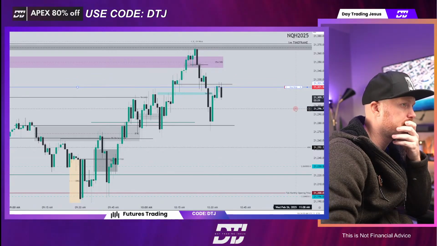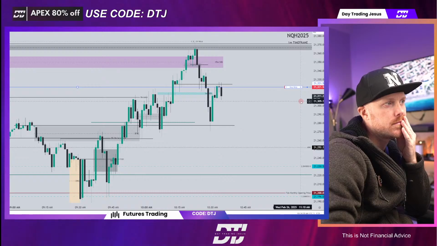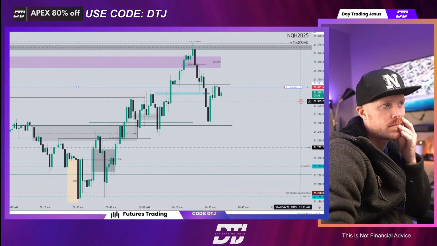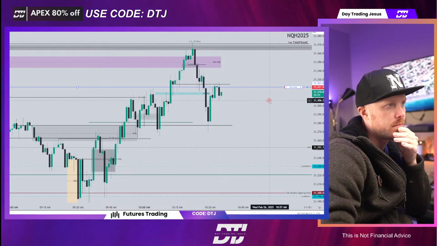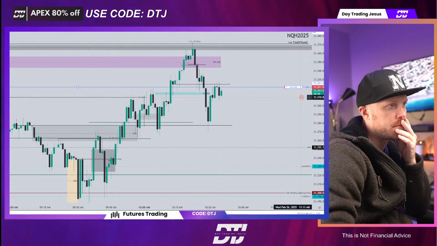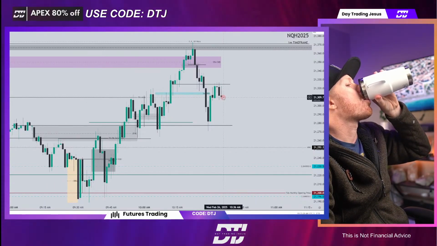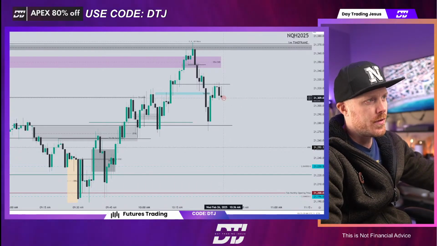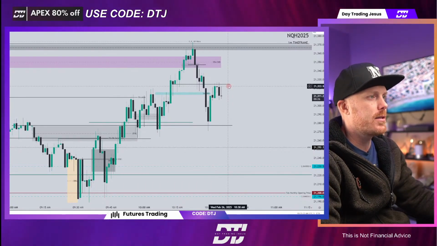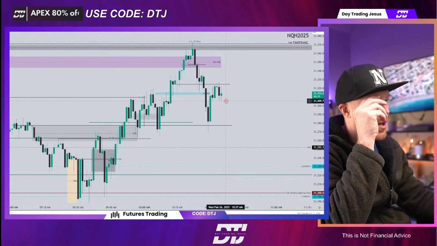Stop is moved to break even. Didn't quite run that low there. Could get stopped out here. Stopped out. That's the worst feeling right there. It came back to my break even, stopped me out, and now it looks as if it wants to run lower.